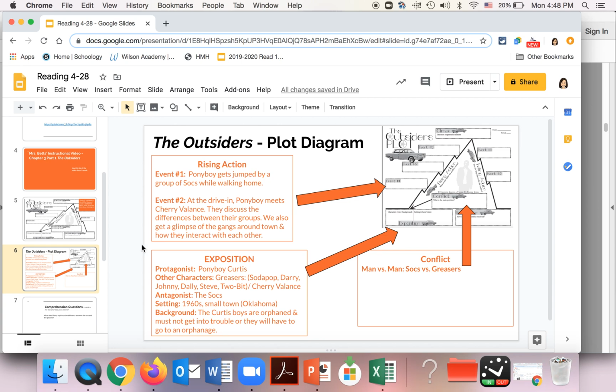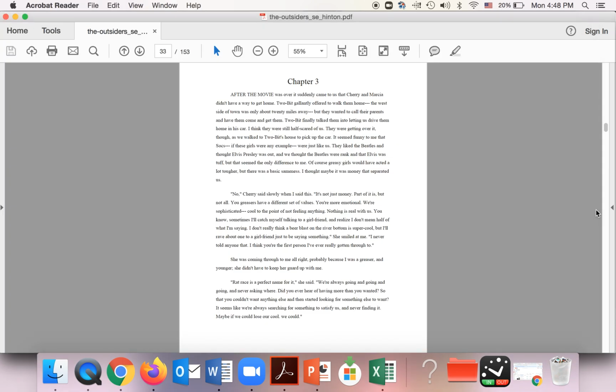Our main conflict so far is man versus man, which is the Socs versus the Greasers. So if you're following along on the PDF, we're on page 33.